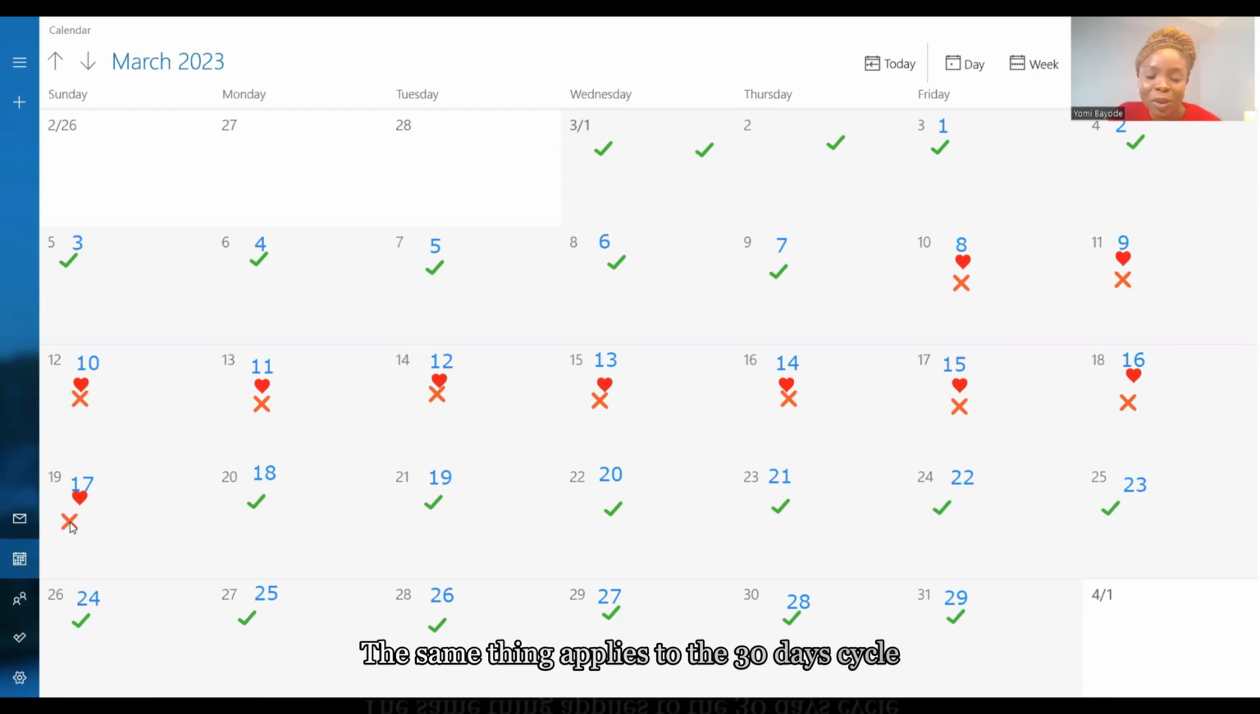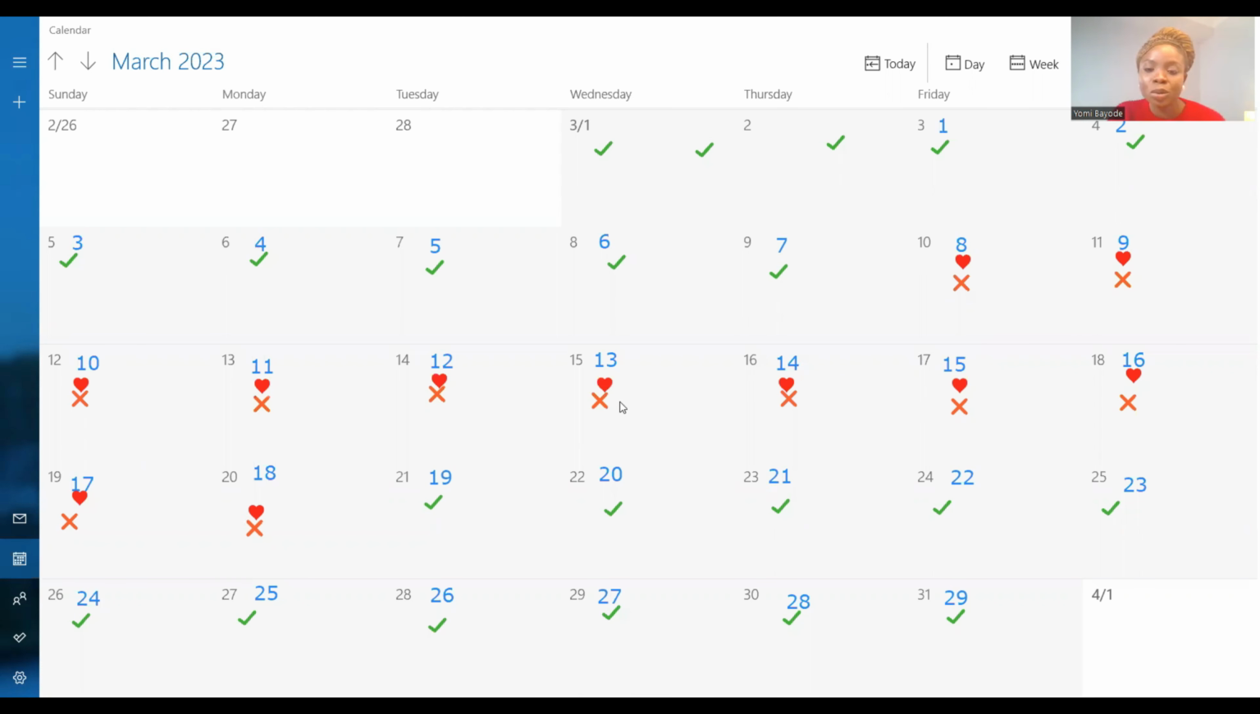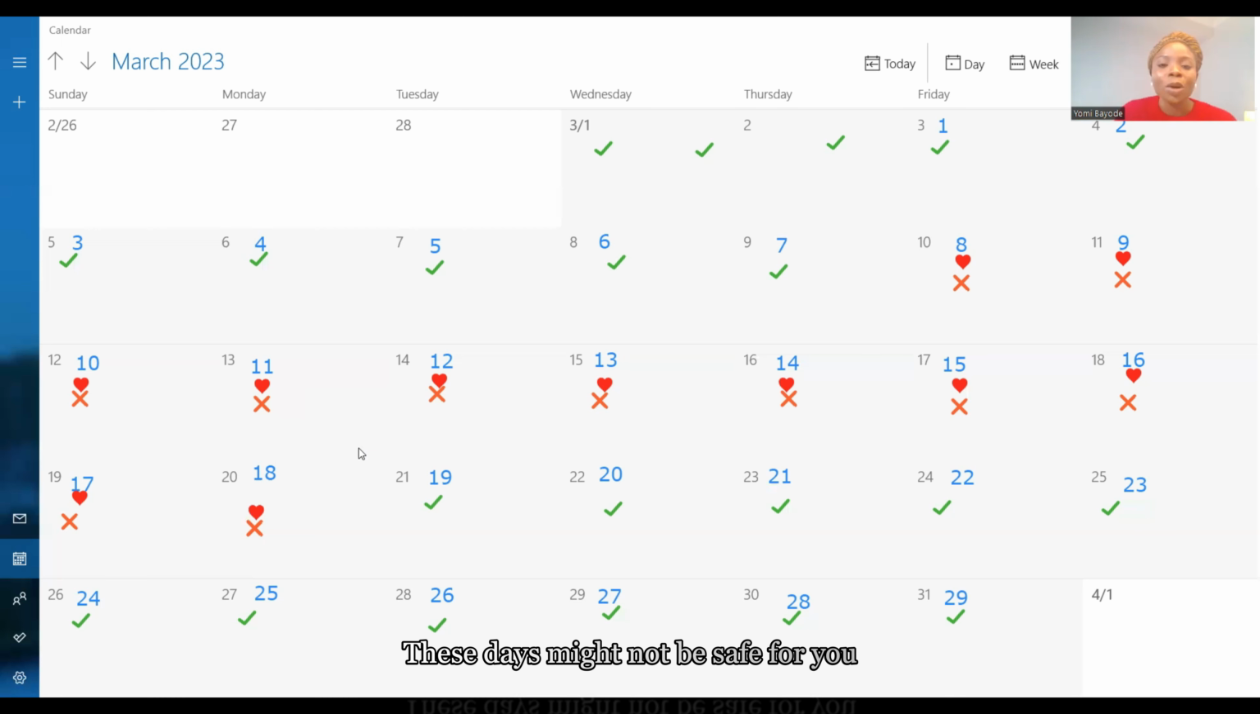The same thing applies to the 30-day cycle. So 30 minus 14 gives you 16, and you add 5 days to it. So that means 1, 2, 3, 4, 5, 6, 7, 8, 9, 10, 11. These days might not be safe for you. So I'm going to proceed to the standard day method.